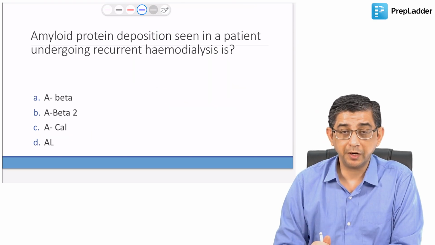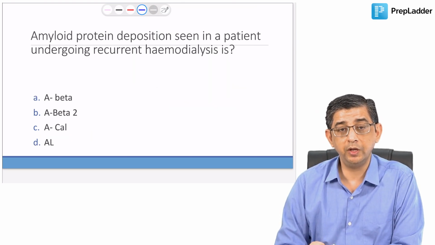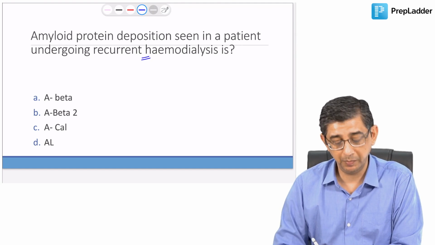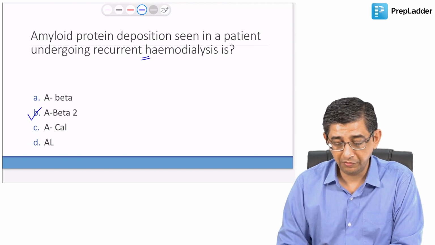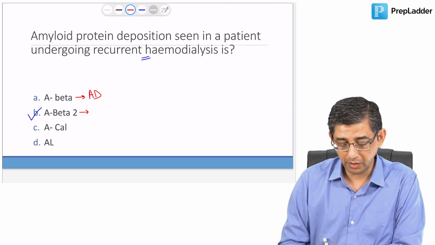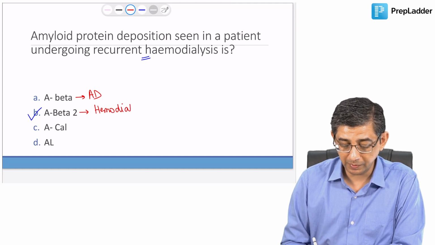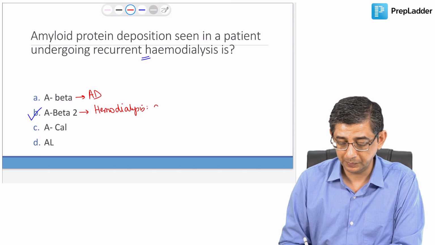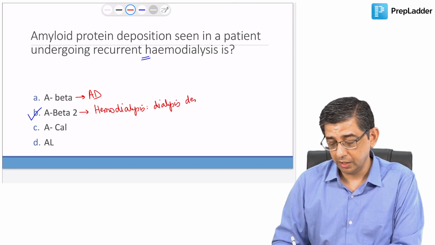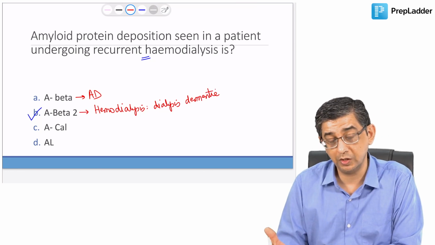The next question was a repeat one. The question said amyloid protein deposition in a person undergoing recurrent hemodialysis is, the answer would be A beta 2 amyloid. You are familiar with the fact that A beta is seen with Alzheimer's disease. When it comes to A beta 2, that would be seen in patients undergoing hemodialysis. That will explain the dialysis dementia component also, no? The question can also be modulated next time. That's why I'm writing it.